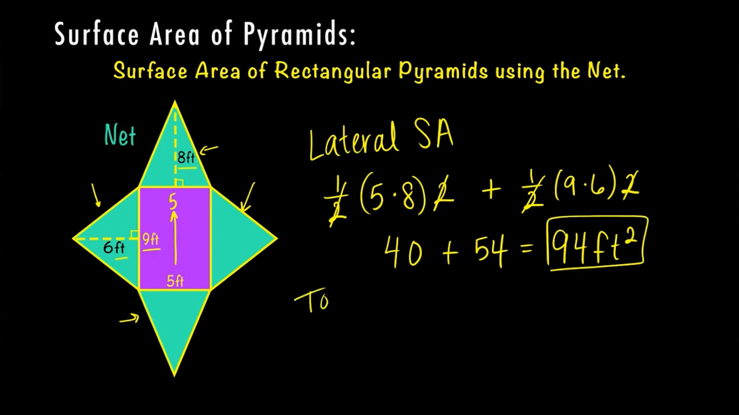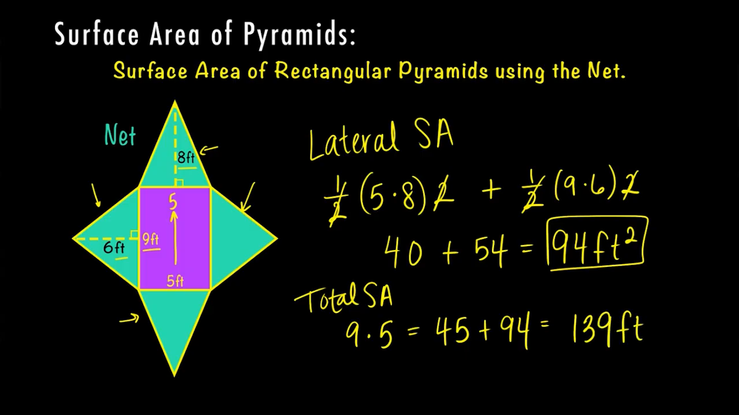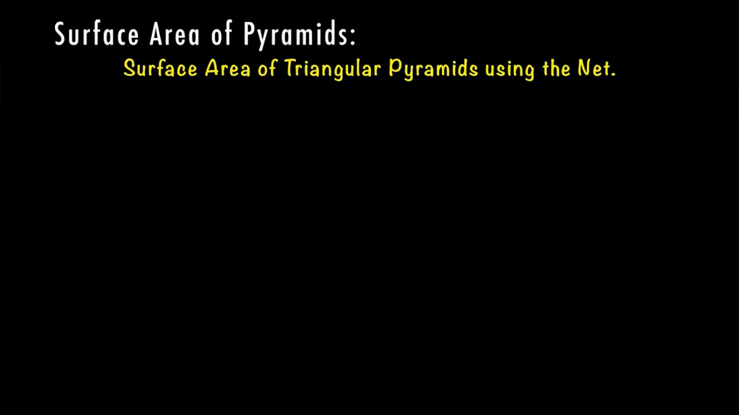Then if I need to find my total surface area, again, all I have to do is find the area of the base. In this case, it's a rectangle, so I'm just going to do 9 times 5, length times width, base times height, and that equals 45. And then I'm going to add that to 94 for the lateral surface area. So the total surface area of this rectangular pyramid is 139 feet squared. So now that we've looked at a couple of rectangular pyramids, let's look at a triangular pyramid.